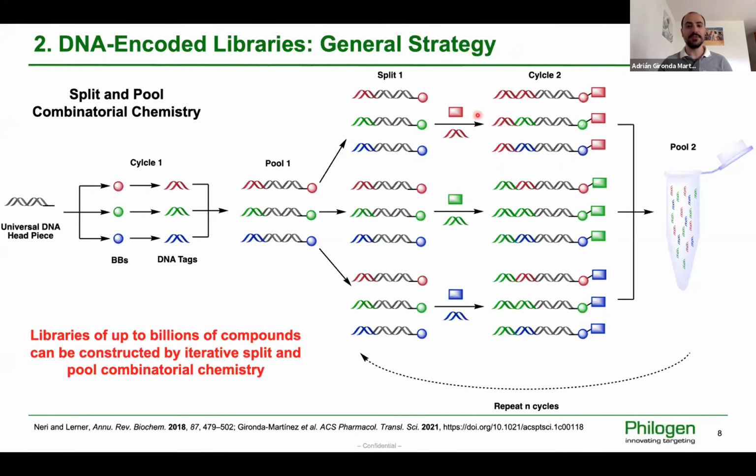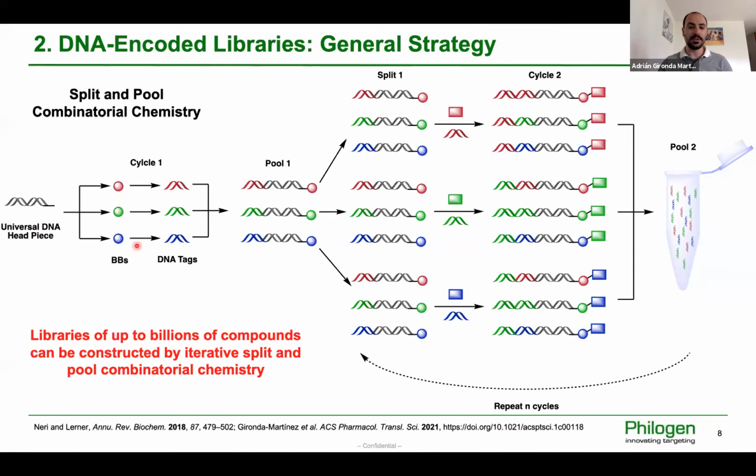So the general strategy for the construction of DNA encoded chemical libraries, or DELs, relies on split and pool combinatorial chemistry. As an example, I will go through this scheme. First of all, we have an amino modified universal DNA headpiece that can be reacted with many different bifunctional or trifunctional building blocks. After the reaction of these building blocks with the amino modified DNA, we can encode each building block by the addition and ligation of a short DNA fragment to the nascent DNA.